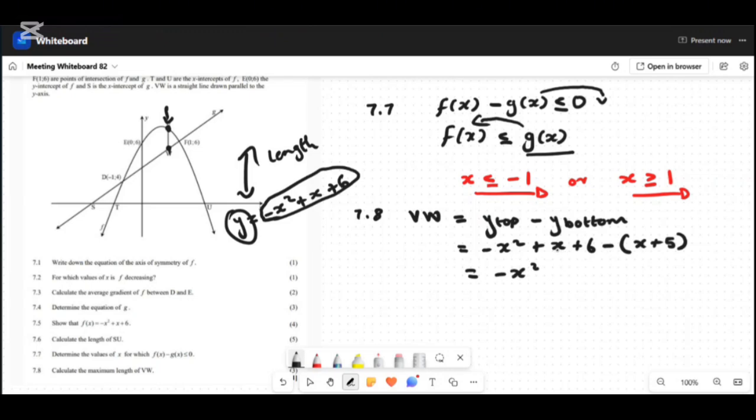The x and x are going to cancel out, and it is x multiplied by negative 1, negative 1 multiplied by x. So they're going to remove each other. Then negative 1 multiplied by 5 is going to be negative 5. And then 6 minus 5 is going to be plus 1. All right, going to be plus 1. Then what is going to happen here?